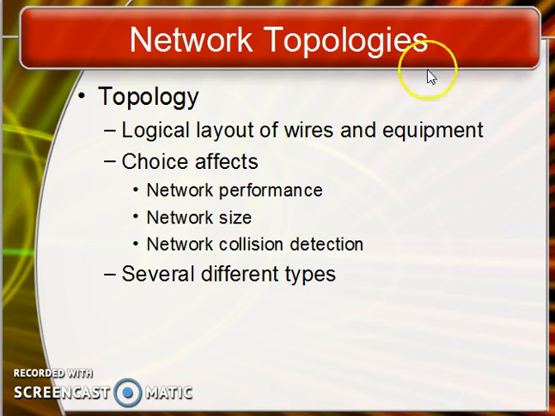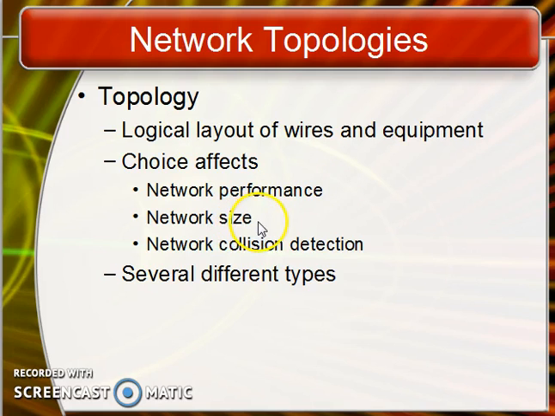Now this is a new topic: network topology. First of all we need to know what topology is. Topology is defined as the logical layout of wires and equipment. Now how do we choose a topology for a particular network? The choice affects your network performance, and performance is a very important constraint in networking.